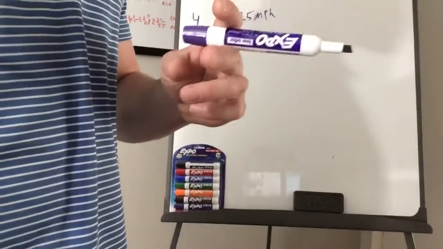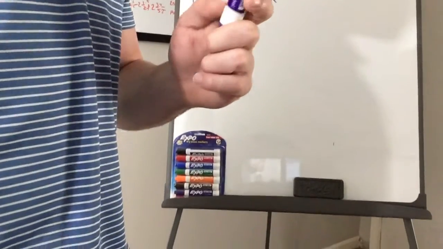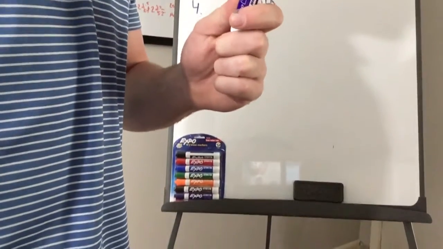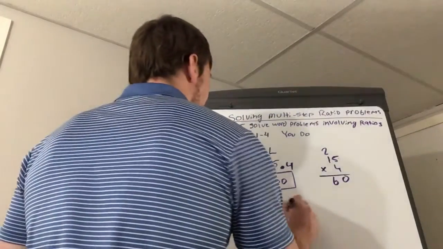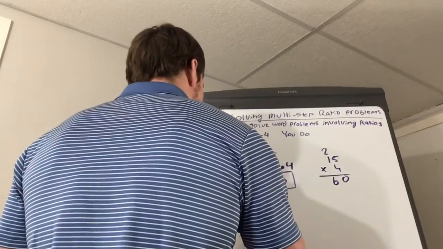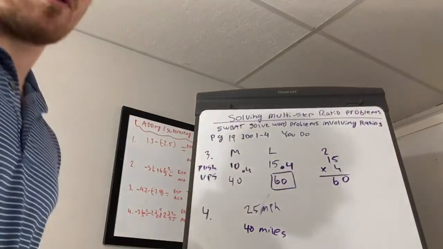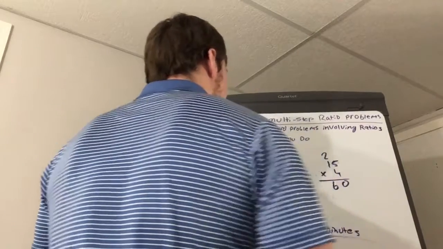So the shark swims at a speed of 25 miles per hour. The shark rests after 40 miles. How long in minutes does the shark swim before resting? So if he swims 25 miles per hour and he swims 40 miles, how long, so how much in time, how long in minutes? In minutes. This is important.